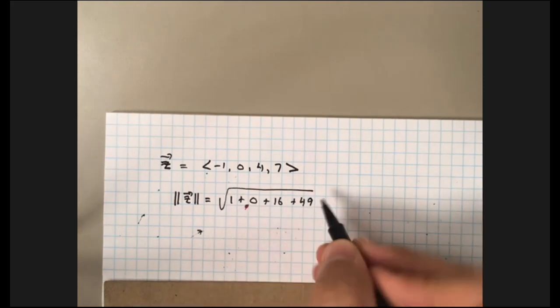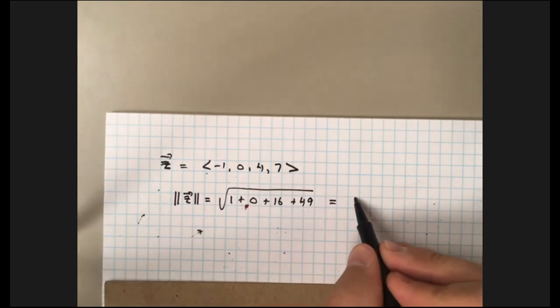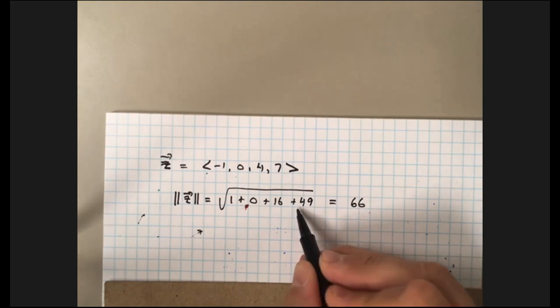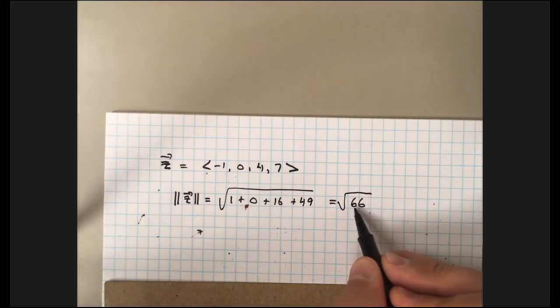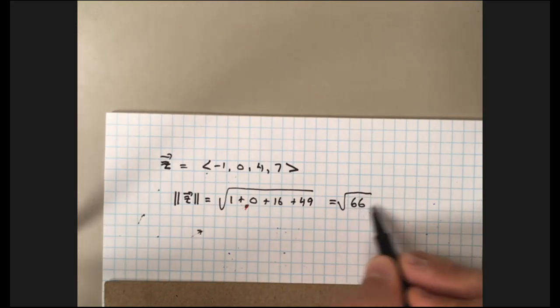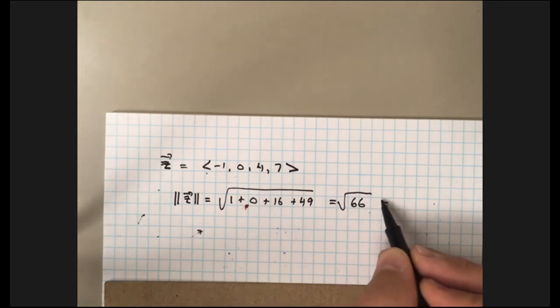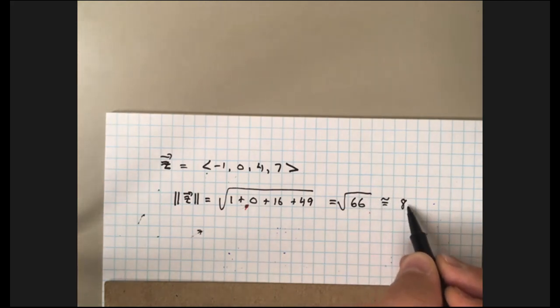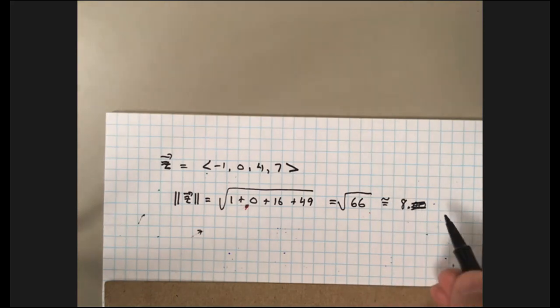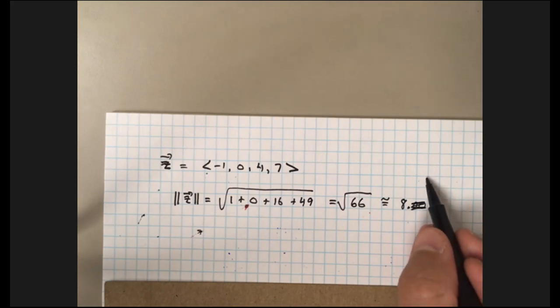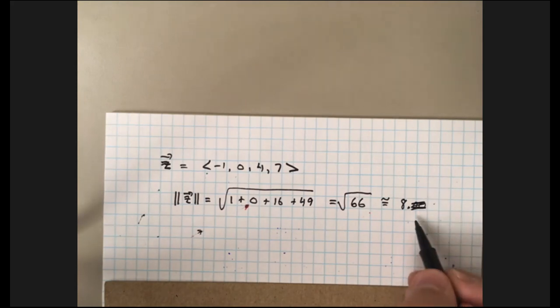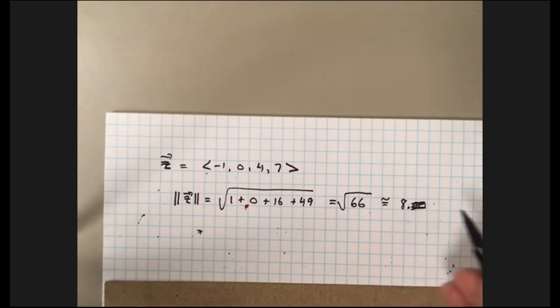1 + 0 + 16 + 49, square rooted. Now that's 66. I hope it's 66. 50, 16, yes. And do I have any simplifying to do here? Nope, can't simplify that. No perfect squares in that. 66 is a little more than 8 squared, so use your calculator, but it's a little more than 8. Oh, by the way, when you approximate something, approximate it to the accuracy specified. I'm not specifying any accuracy here. It's just a little more than 8.